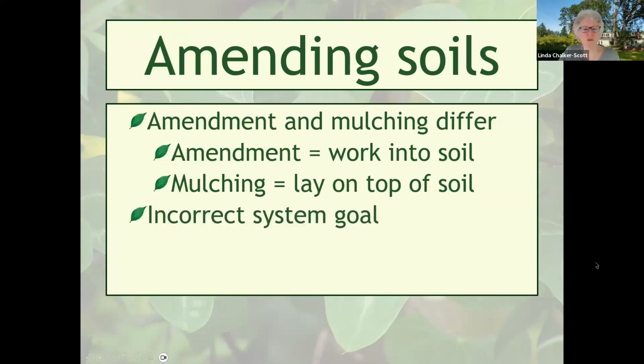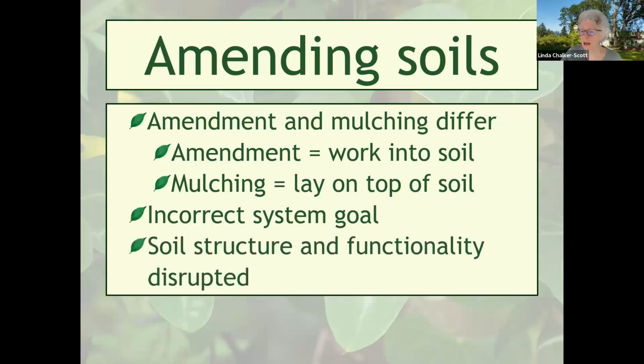This all goes back to system goals. If we are managing a highly intensive production of a monocultural crop, we might do amendment. But we shouldn't be doing that when we're looking at home vegetable gardens and most especially landscapes, because the soil is different in those systems and we need to maintain it at as sustainable a level as we can. So when we amend soil, we disrupt the structure and we disrupt its function by changing its texture and its functionality.